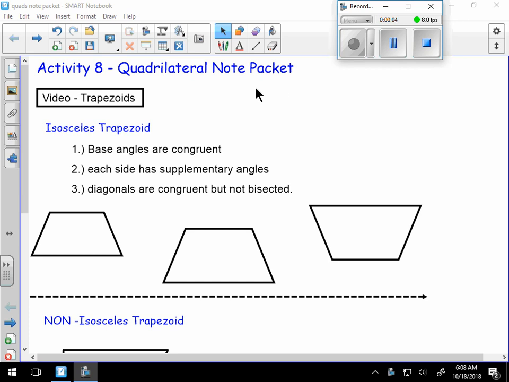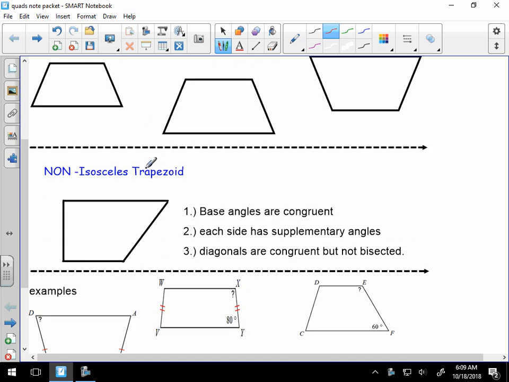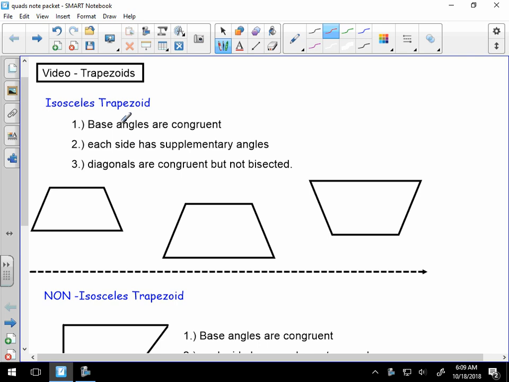Alright, so let's look at probably the most popular quadrilateral on the ACT, the trapezoid. The trapezoid comes in two different forms, as you see here: the isosceles trapezoid and the non-isosceles trapezoid. Before I get to this point, I just want to show you that the trapezoid has one set of parallel lines.